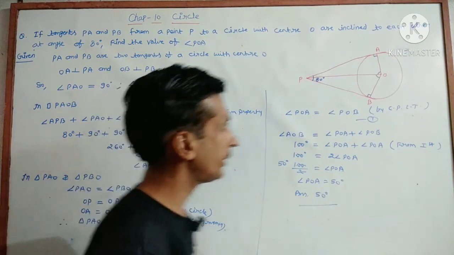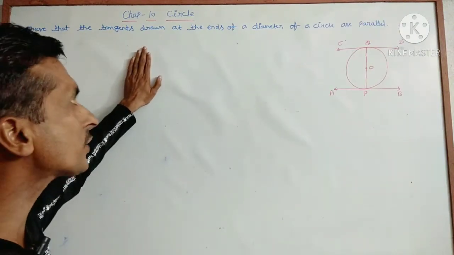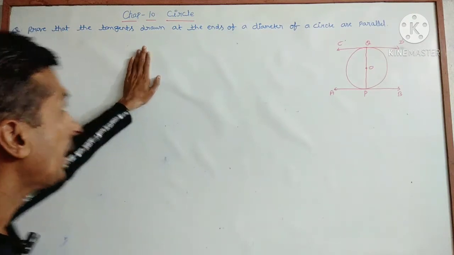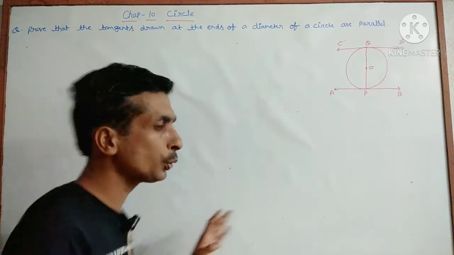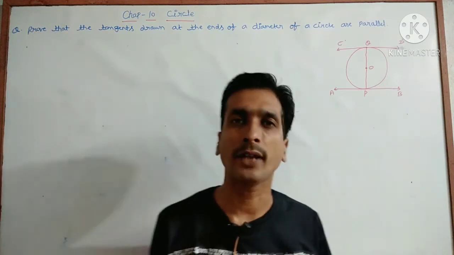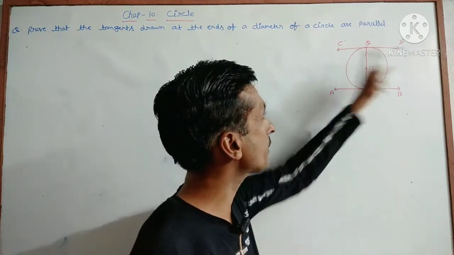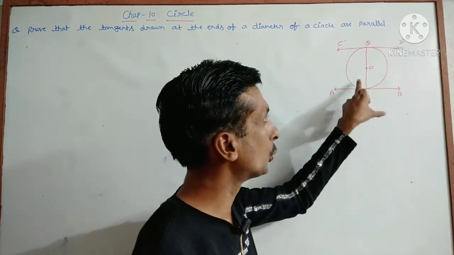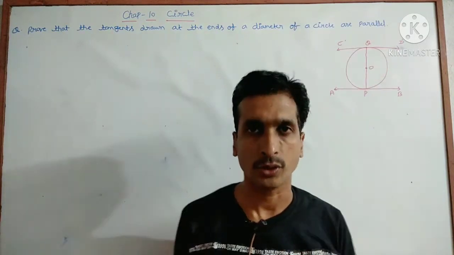So I think you can understand. Next question: prove that the tangents drawn at the ends of a diameter of a circle are parallel. In this question, we have to prove that there are two tangents at the end points of a diameter. There are two tangents AB and CD at the ends of one diameter PQ. So we have to prove AB is parallel to CD. How to prove? Look at this one.